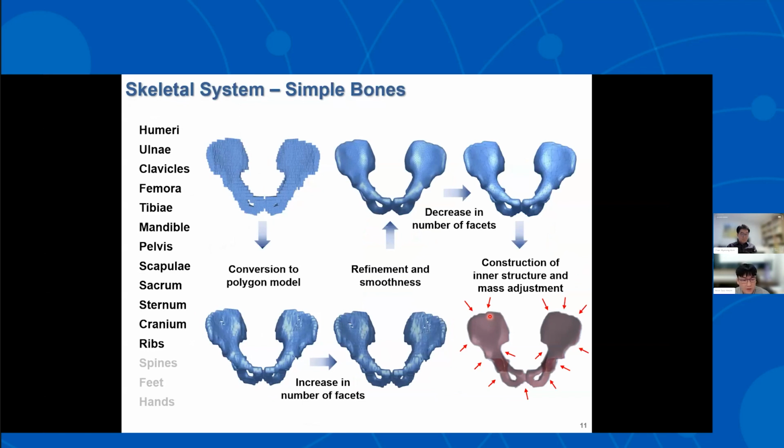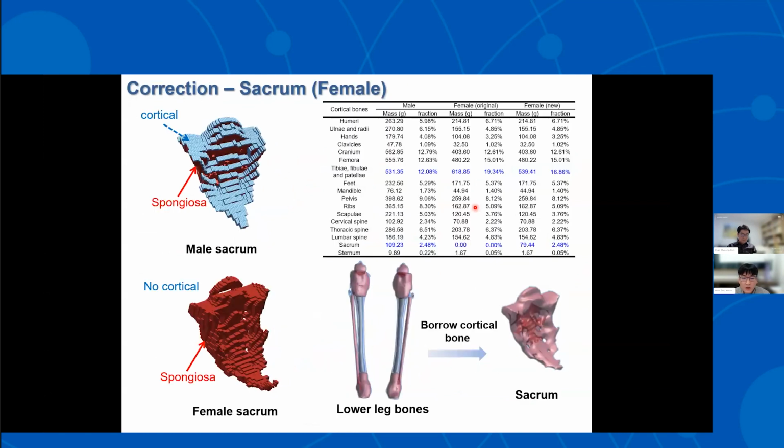In the skeletal system, we also converted most of the bones to high quality mesh models by using a similar direct conversion method as explained before for simple organs. During the conversion, we found that the voxel model of the female sacrum has spongiosa only. Actually, this is anatomically incorrect. The spongiosa should have been enclosed by the cortical bone like the male sacrum. Therefore, we borrowed some cortical bone from the female lower leg bones to define the cortical bone for the female sacrum.